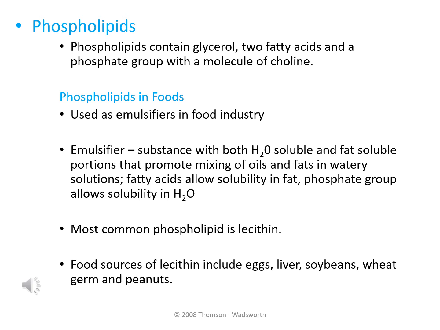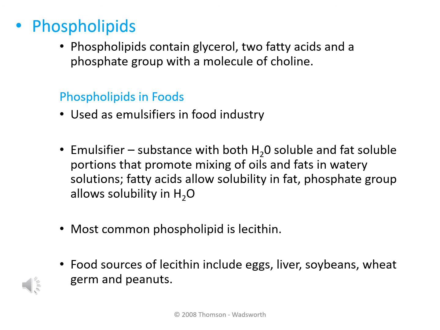The second category of fat that we will take a look at are the phospholipids. And the phospholipids have a few things in common with triglycerides. First of all, they contain a glycerol backbone. And they also contain fatty acids. They contain two. In place of the third fatty acid, however, that a triglyceride molecule would have, you're going to find a phosphate group with a molecule of choline. This very unique makeup of a phospholipid is what leads it to function as an emulsifier.